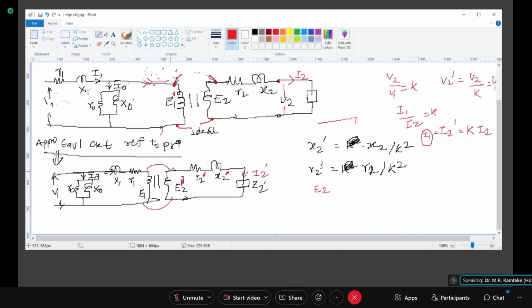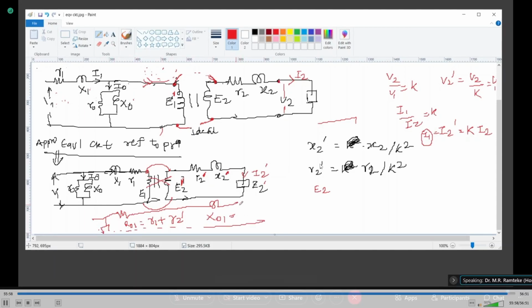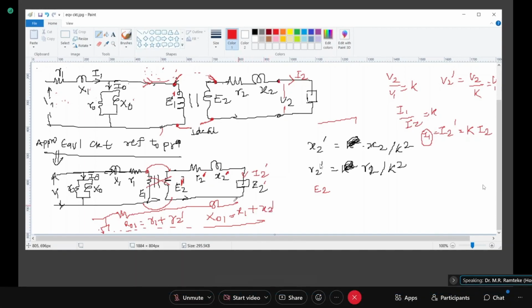And so equipotential points are there, so I can remove this machine. Clear? Now when I do so, what will happen? I'm not going to redraw all the circuit here. It is the same. Because of the same current I2 dash flowing through this, R01 will be R1 plus R2 dash. X01 will be X1 plus X2 dash, of course all the other branches as it is, and this is my load, which is equivalent to Z2 dash.